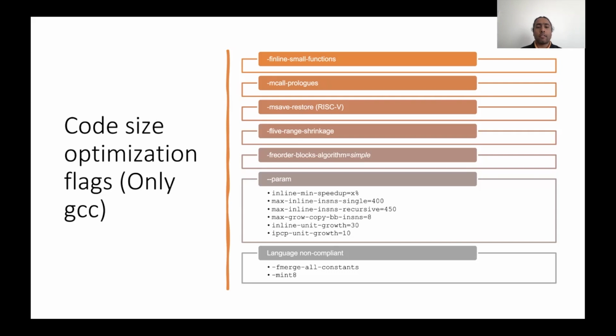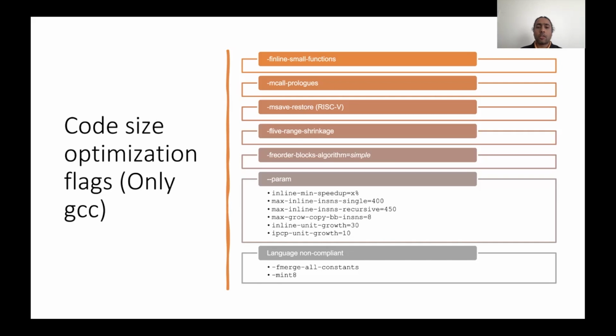The fourth one is -flive-range-shrinkage, and the fifth one is -freorder-blocks-algorithm. These are slightly complicated flags, and you don't want to go and use them right away. Basically, these are flags that change the strategies of the internal compiler optimizations. Live range shrinkage asks the compiler to reduce the live range of variables, and that helps with register allocation. So register allocation will have fewer spills, and each spill incurs code size.